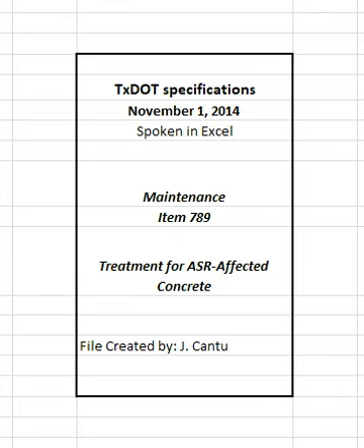Item 789. Treatment for ASR affected concrete. 1. Description. Treat concrete members affected by alkali-silica reaction, ASR. 2. Materials. Furnish materials in accordance with this item.